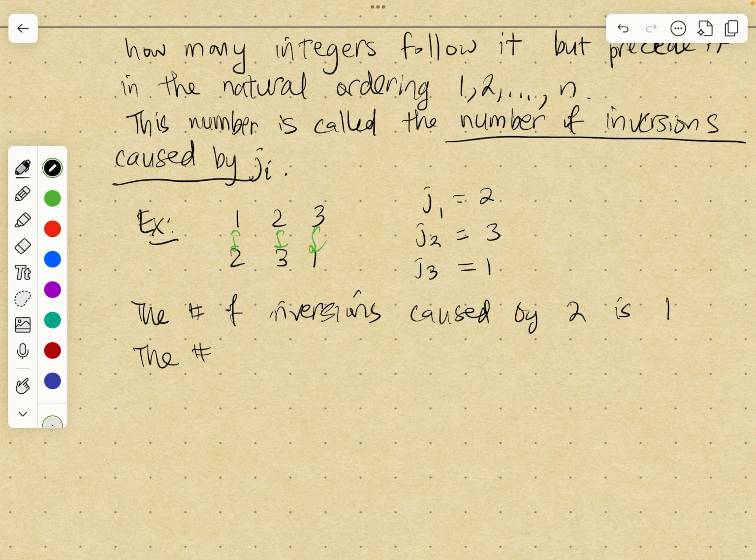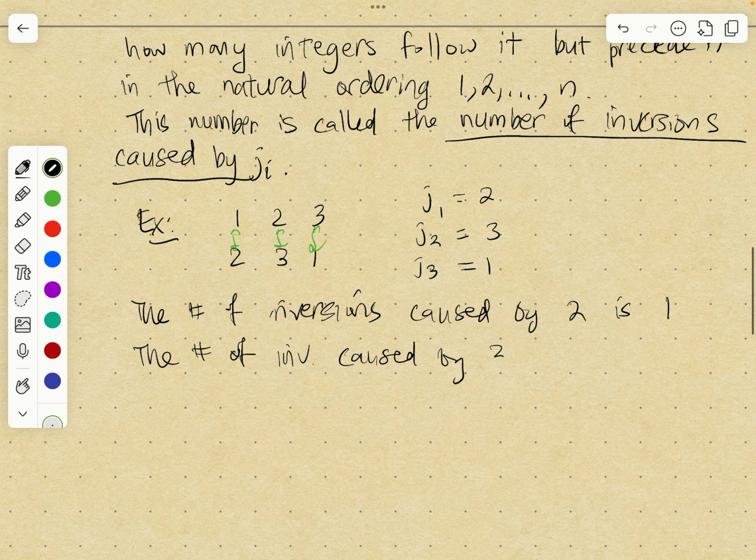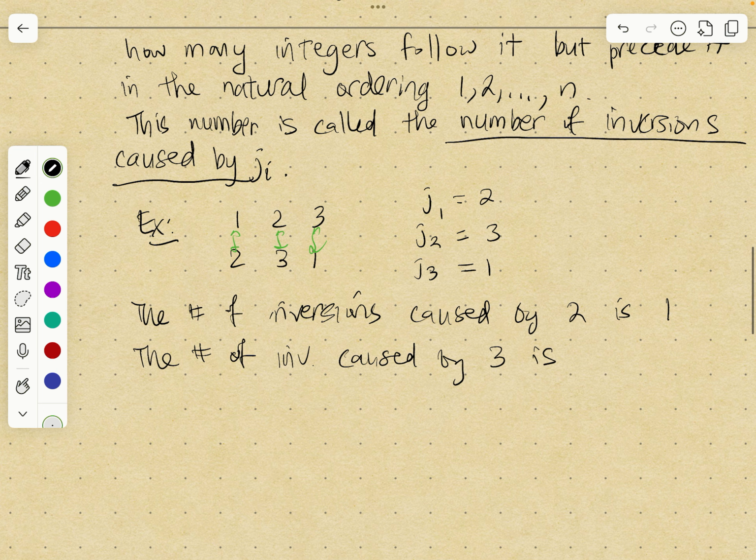Okay, what about the number of inversions caused by 3? So you look at the 3. How many numbers are after it? 1. And of those numbers, how many are less than 3? 1, right? Because of the 1. So the number of inversions caused by 3 is also 1. And what about the number of inversions caused by 1? Well, there are no numbers that come after it, so it's 0.